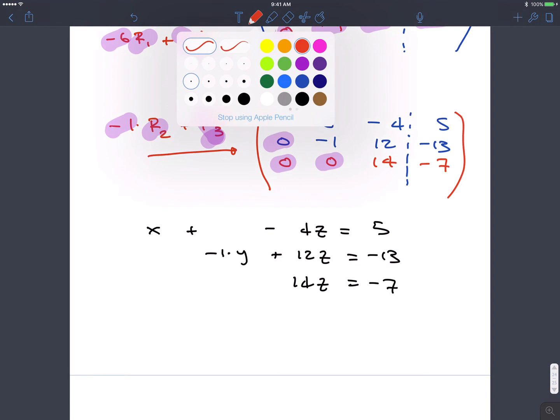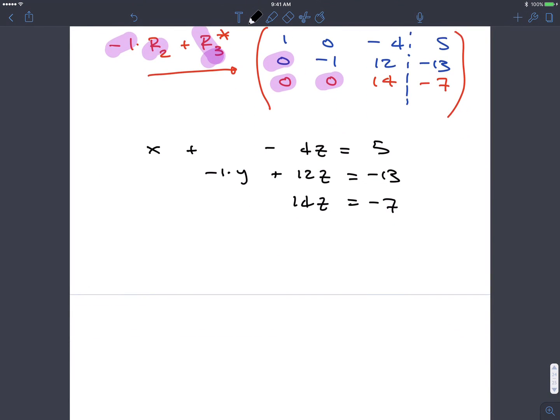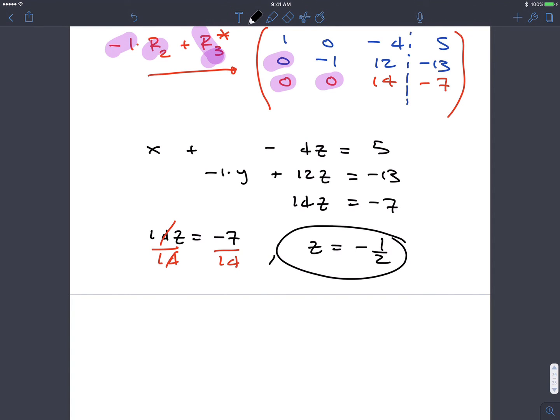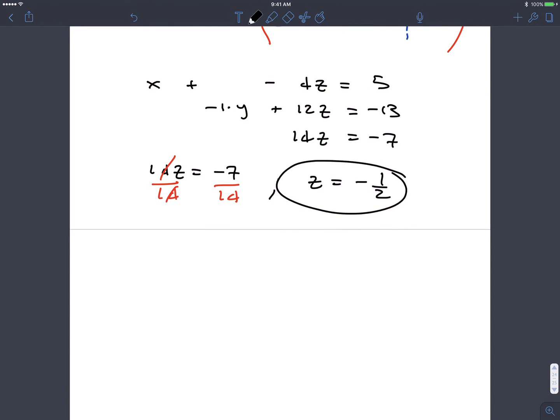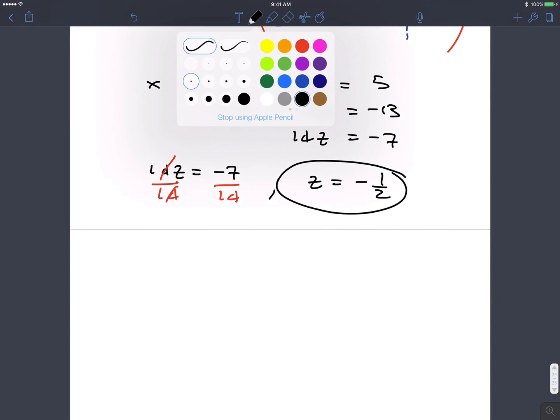We can now solve this by using back substitution. We should start with 14z is -7, so we can now divide both sides by 14, and we'll get z being -1/2. So wherever there's a z, I can replace it with a -1/2, but we're gonna use back substitution.